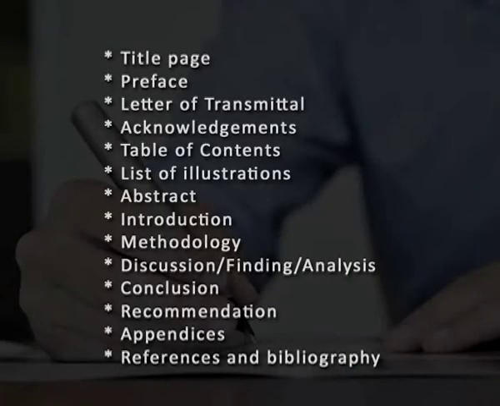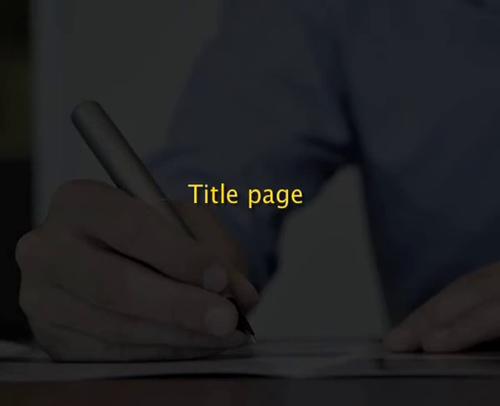Generally, a formal report contains many parts. The first and the foremost part is the title page. What is a title page? What does it contain? The title page consists of the title of the report, that is, on which topic you are going to write this report, the name of the person who is writing this report, the name of the person to whom this report is being submitted, and the date.